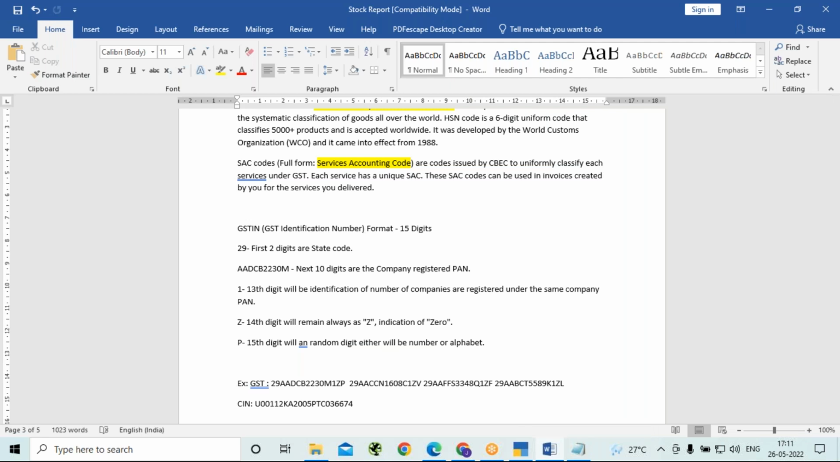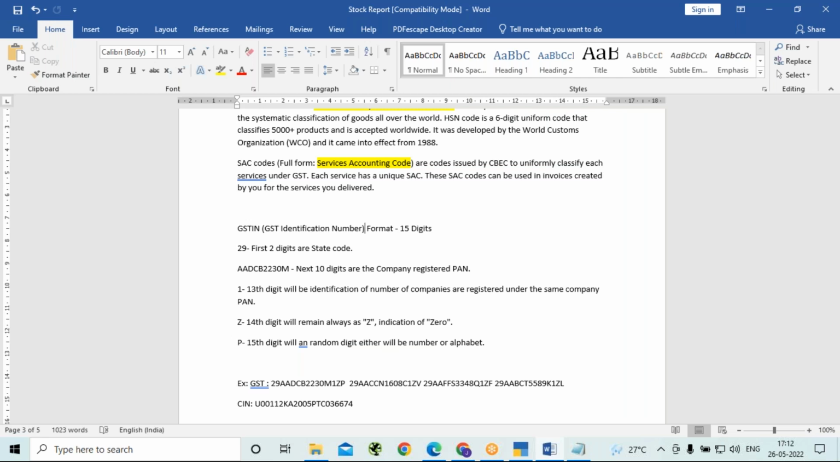The format is 15 digits. The starting two digits are the identification of your state code, so which state you belong to. Our Karnataka state code is 29. Different states have different codes. The next 10 digits are the PAN number related to that business.